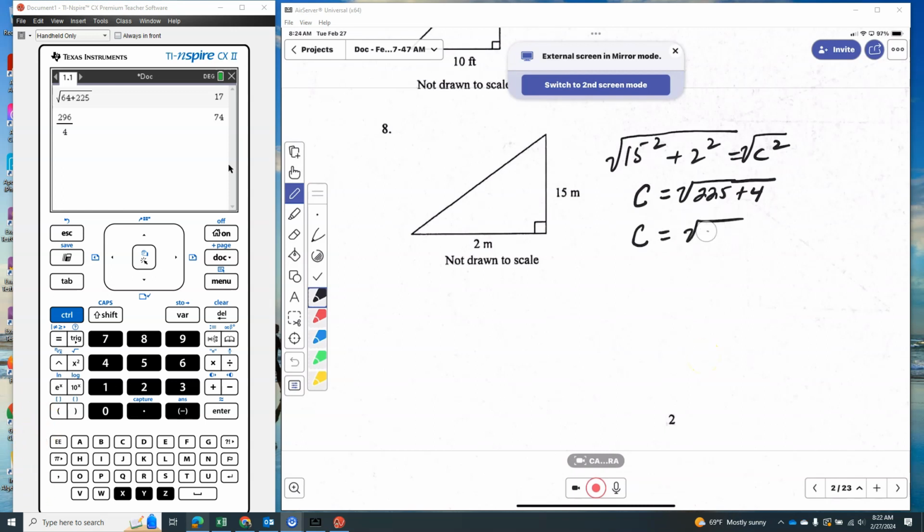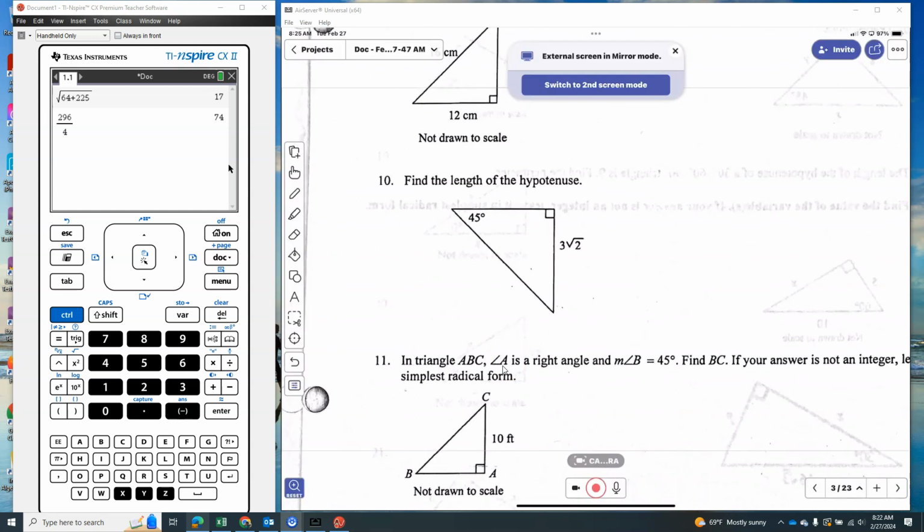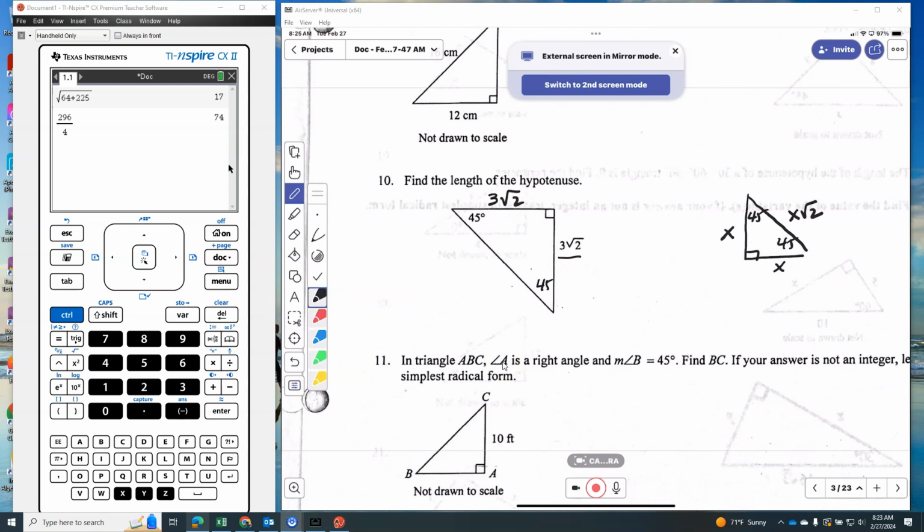So c equals the square root of 299, and it can't be simplified, so you leave it like that. Okay, we have to find the length of the hypotenuse. We know that this is a 45, 45, 90 right triangle. So I know that you have a foldable describing this 45, 45, 90. This leg is x, this leg is x, this hypotenuse is x square root of 2. So this is 3 square root of 2. This is also 3 square root of 2 because the two angles are congruent, so the opposite sides are congruent.